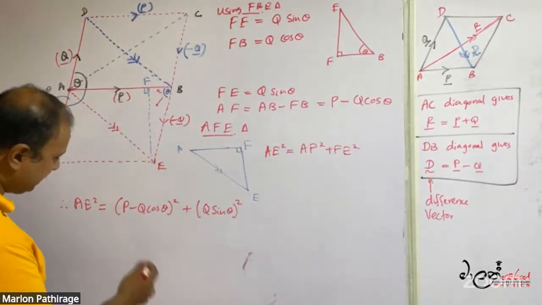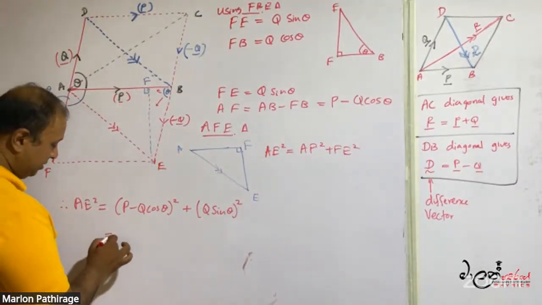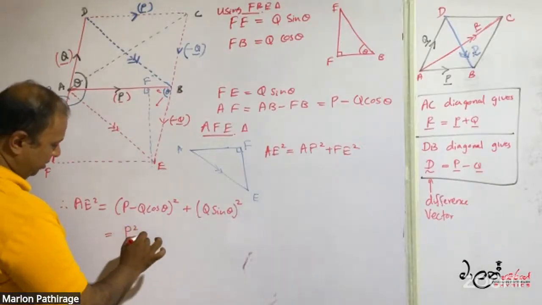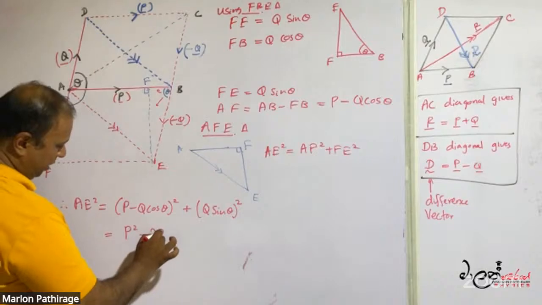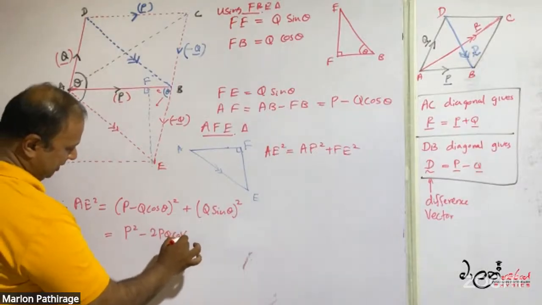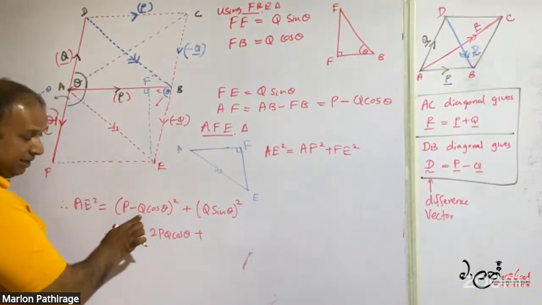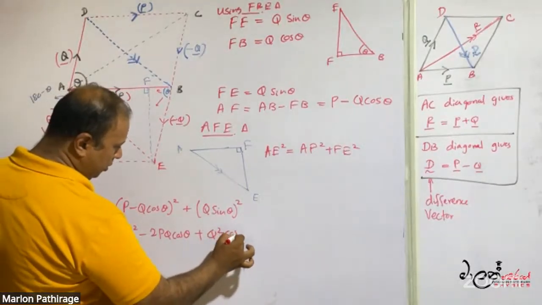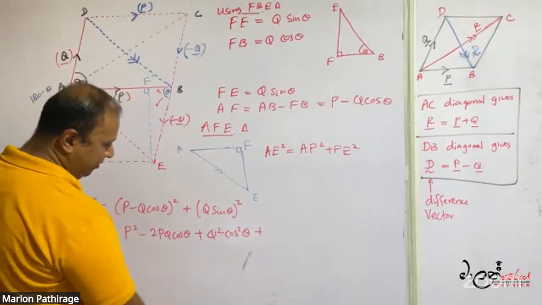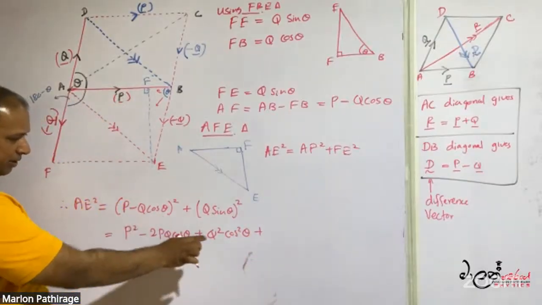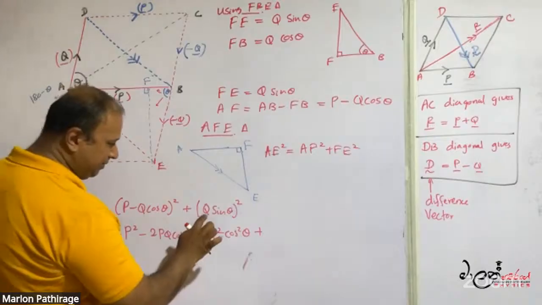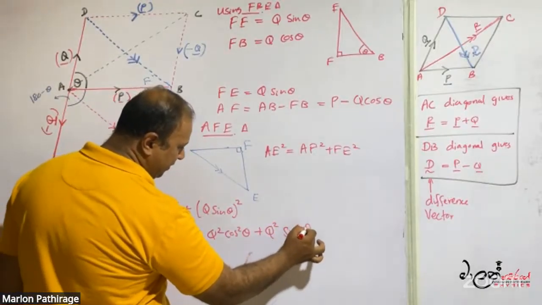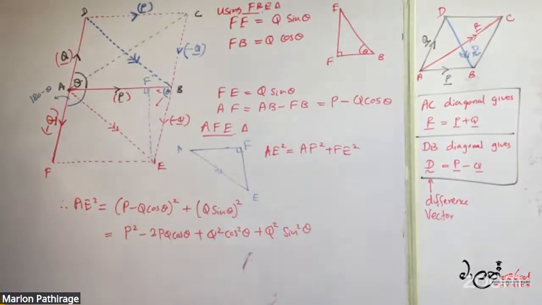Then I can expand this. P squared minus 2PQ cos theta plus Q squared cos squared theta plus Q squared sin squared theta.